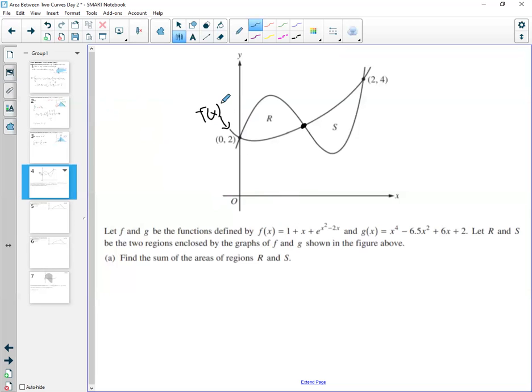My zoom is far from perfect, but I can change that. So this is f of x here, and this is g of x here. The point is that I put this into my y1, by the way, and this into my y2. You need to be able to figure out which curve is on top and which curve is on the bottom. You need to be able to figure out this intersection point.